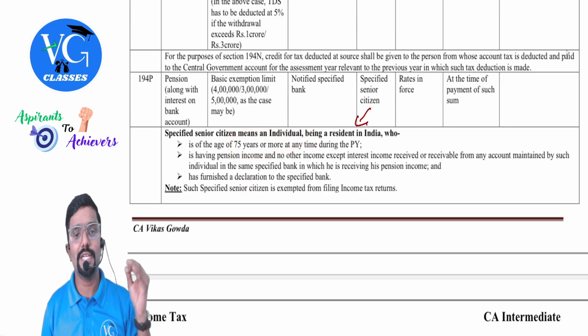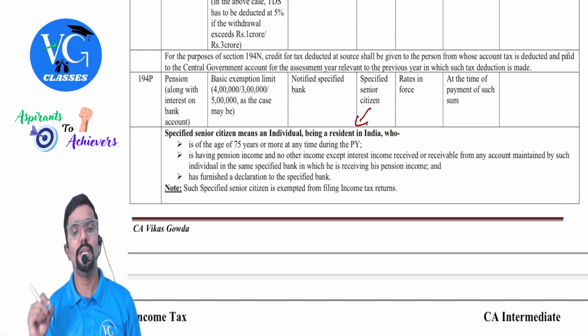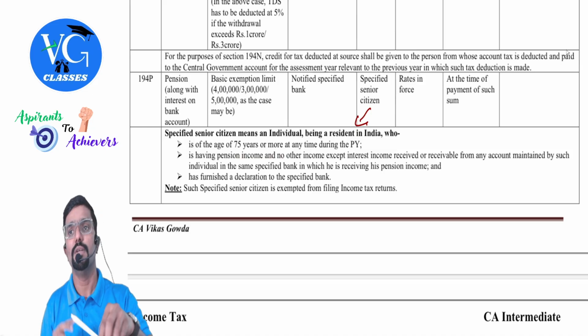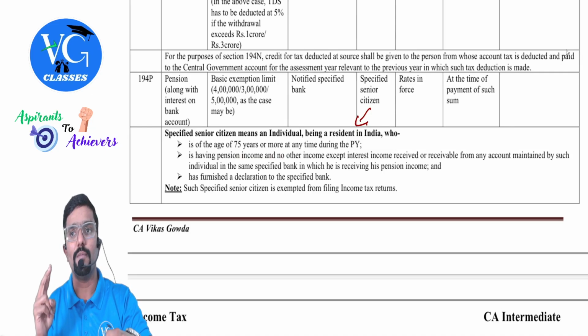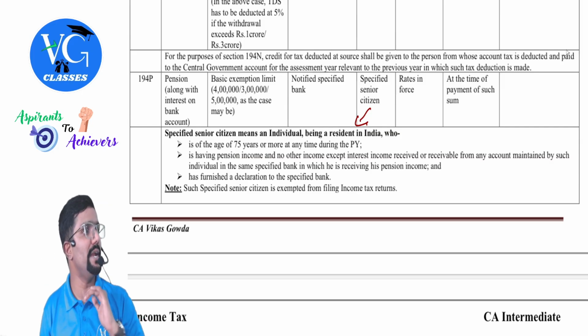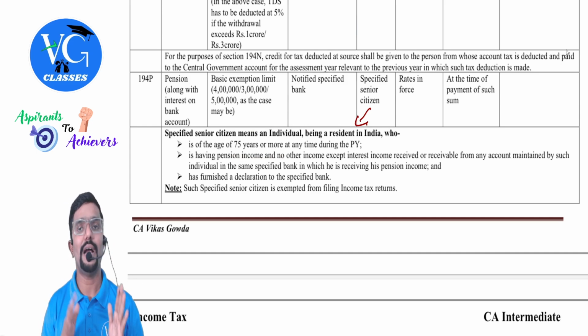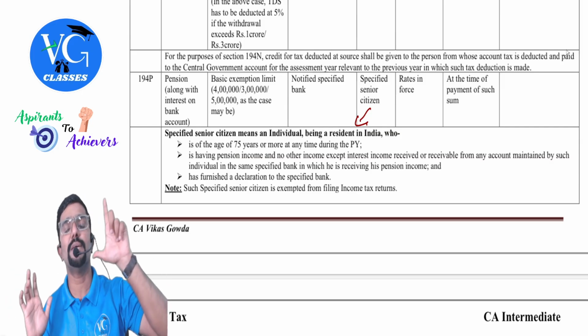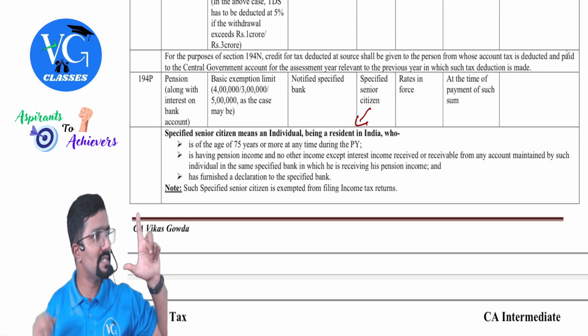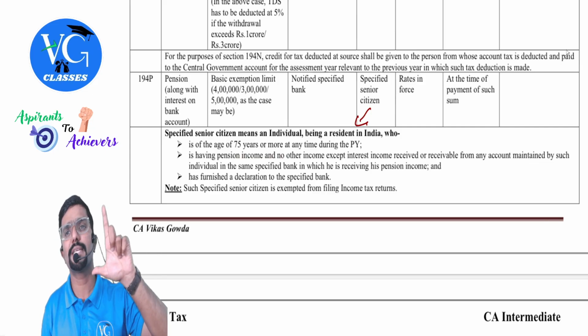Is having pension income and no other income except interest income received or receivable from any account maintained by such individual in the same specified bank in which he is receiving his pension income. It means both incomes are coming from the same bank, that is pension as well as interest. And he has to give a declaration to the bank telling, I don't have any other income except this. That senior citizen has to give a declaration to the bank telling, I don't have any other income except this too.